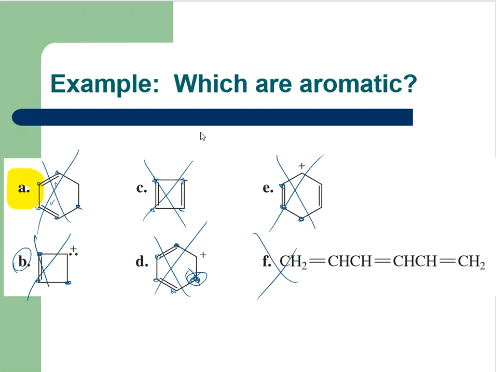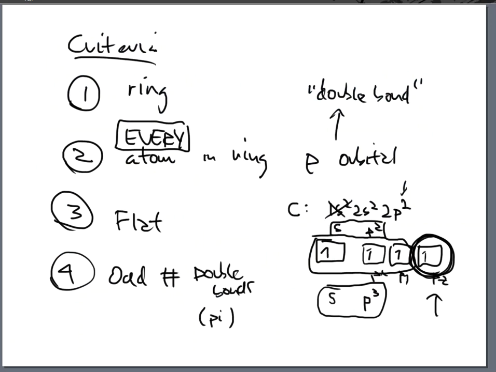Okay, so this is where we left off, and we did this example on how we can figure out if a structure is aromatic or not. I told you there were 4 rules, and right here are the 4 rules. It's got to be a ring, there's got to be a double bond or pi electrons at least with every atom of the ring. Number 3, it needs to be flat. And number 4, it has to have an odd number of double bonds.